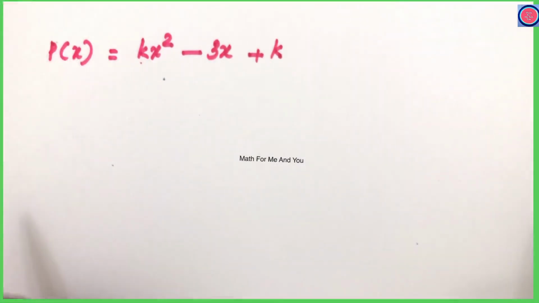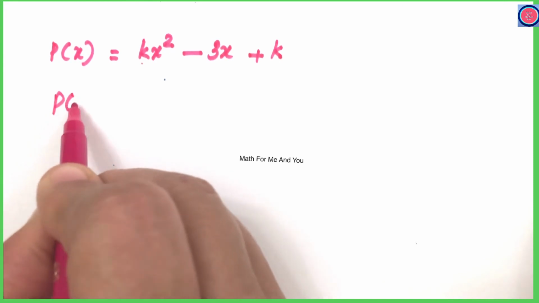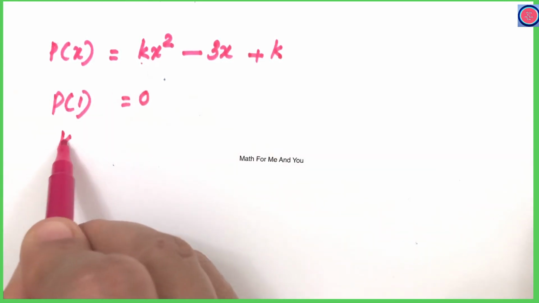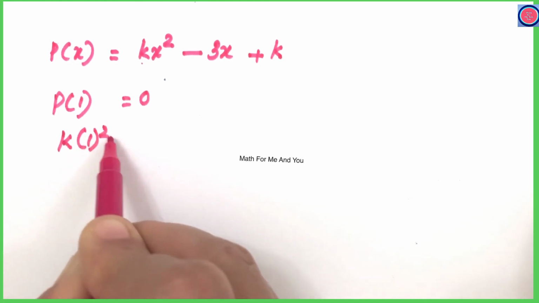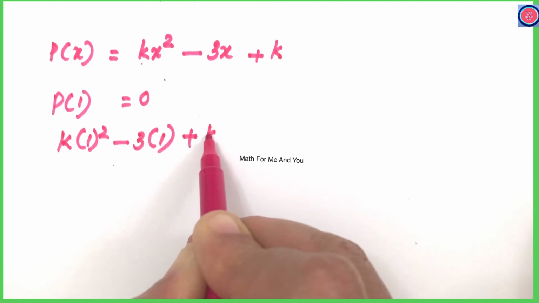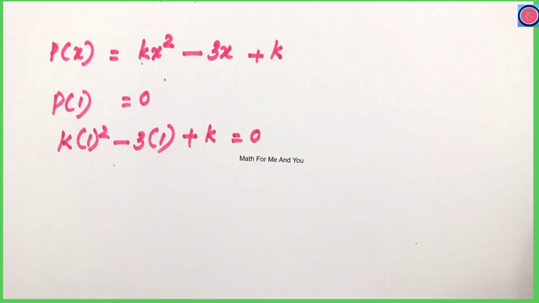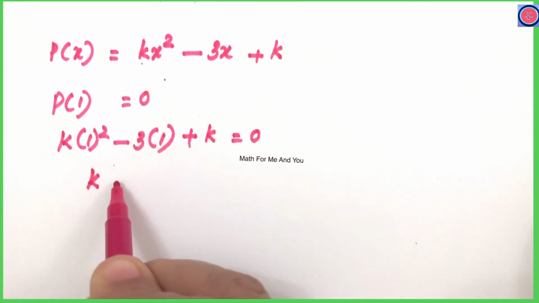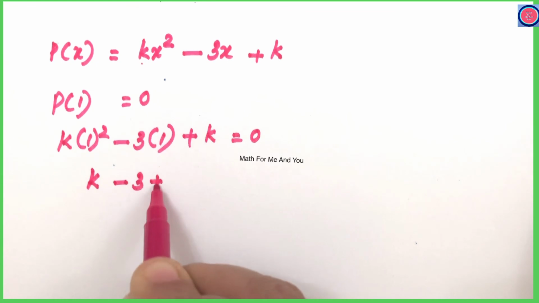Last polynomial p of x is equal to k square minus 3x plus k, and here also p of 1 equals 0 because we know x minus 1 is a factor of this polynomial also, and then we can find what is p of 1 by changing every x with the number 1. We get k times 1 square minus 3 times 1 plus k equals 0. K times 1 square is k, minus 3 times 1 is 3, plus k equals 0.